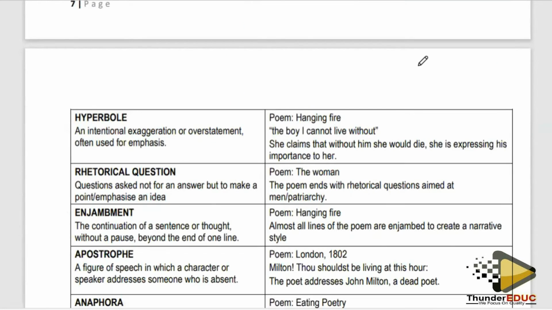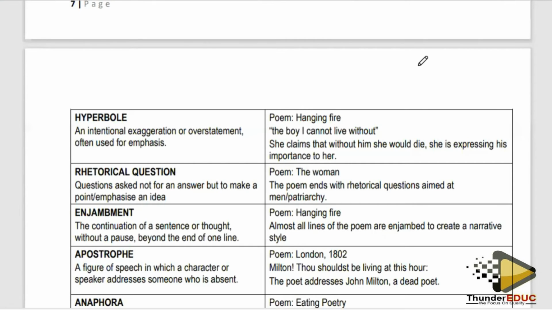Hyperbole. This is an intentional exaggeration or overstatement often used for emphasis. She claims that without him, she will die. She is expressing his importance to her. That's exaggeration. As a result, I cannot live without, no, we can live without a boy. So that is hyperbole. That's what we mean by over-exaggeration.